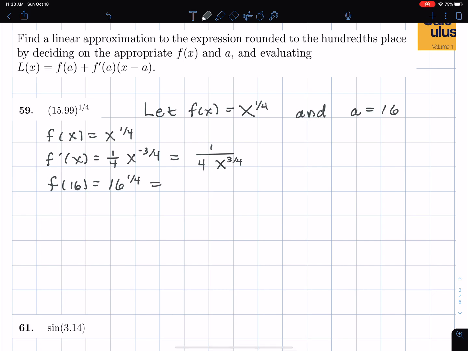And what does that mean? That means the 4th root. If you want to write that down, it's the number, which is 2, such that 2 to the 4 is 16. And then f prime of 16 is 1/4, 2 to the 3/4. All right, so now what does that mean, 2 to the 3/4?